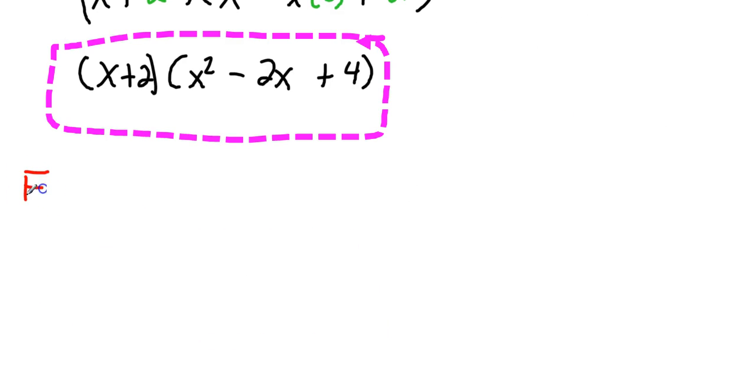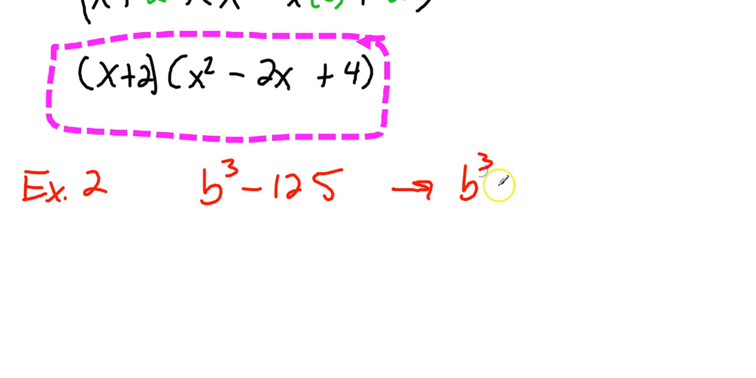All right, let's give you one more. Let's give you a minus one here. Let's go b to the third minus 125. And again, the very first thing you have to do is take 125 and rewrite it as something to the third power. 5, right? 5 times 5 is 25. Multiply by another 5, that gets you 125. So that's b to the third minus 5 to the third.